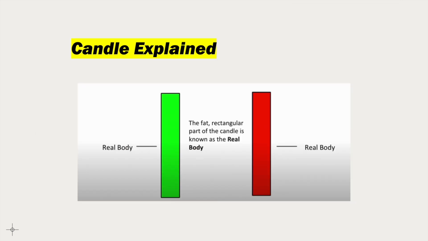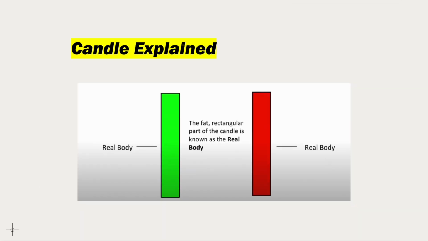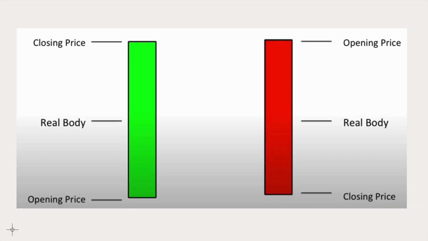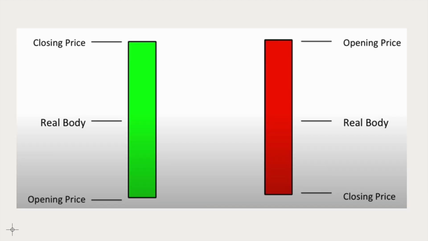Now if I explain what exactly the candle is, any candle structure that you see on the screen will have a body. This body we call the real body, which forms the main part of the candle. If you go into more detail of that body, you will understand that if it is a bullish candle, a positive candle, a green candle, the top of the candle is the closing price and the bottom would be the opening price.